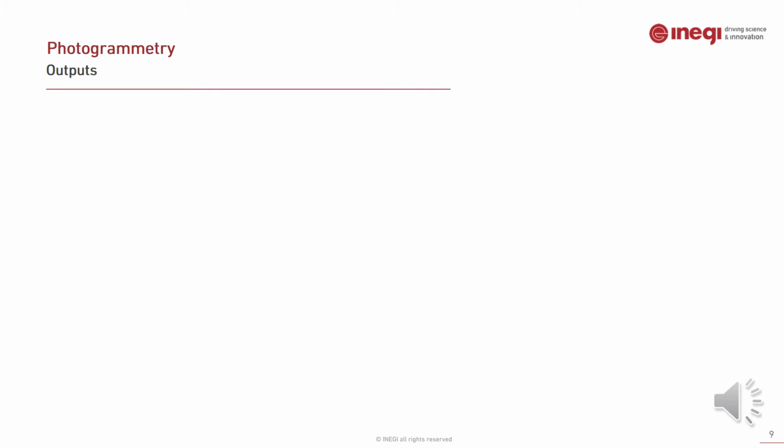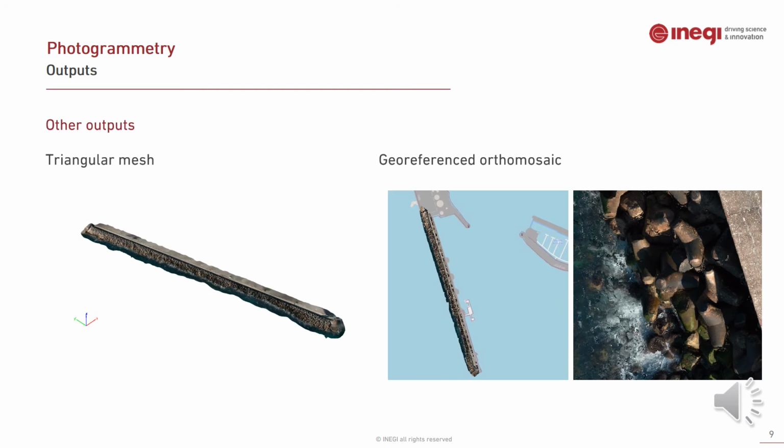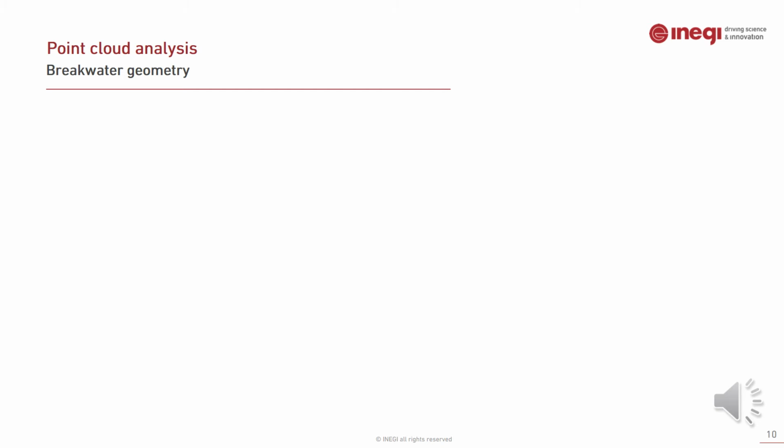And there are some other outputs we can take from the photogrammetry software, which include a triangular mesh, which represents our point cloud as a 3D surface, and a georeferenced orthomosaic, which shows us the breakwater as it would be seen from above.